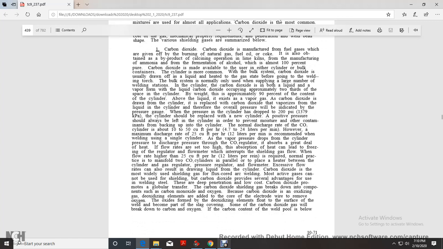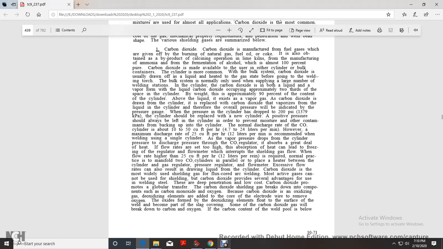Carbon dioxide is manufactured from fuel gas, which is given off by the burning of natural gas, fuel oil, or coke. It is also obtained as a byproduct of the calcination of lime, the manufacture of ammonia, and the fermentation of alcohol. It is almost 100% pure carbon dioxide, and is available to the user either in cylinders or in bulk. The cylinder is more common than the bulk system.